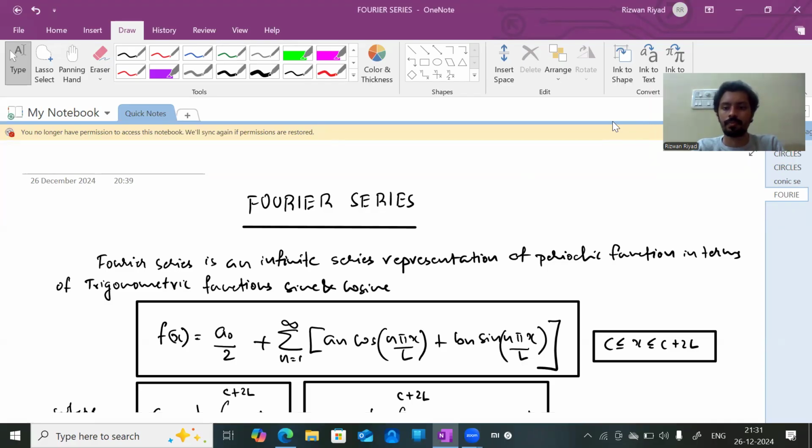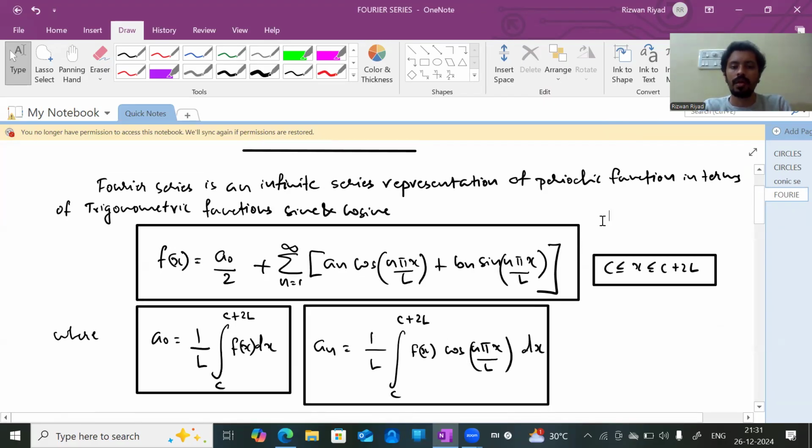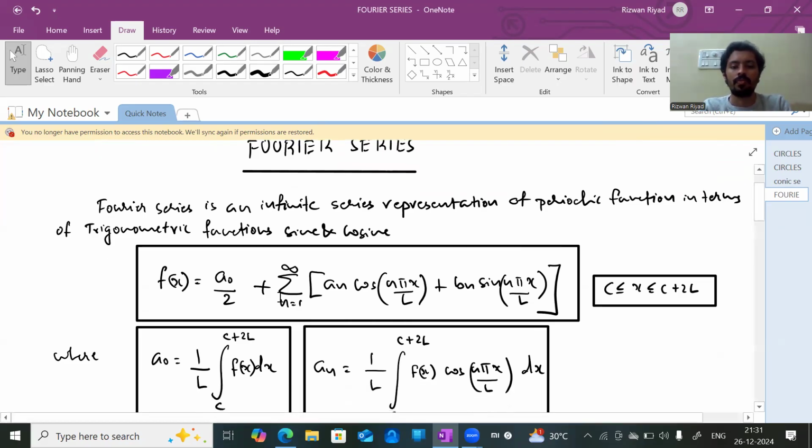So you can see here, Fourier series is an infinite series representation of periodic function in terms of trigonometric functions, sine and cosine. A function f of x can be represented using Fourier series expansion: f of x equal to a0 by 2 plus sigma n equal to 1 to infinity an cos n pi x by L plus bn sin n pi x by L, where c less than or equal to x less than or equal to c plus 2L.